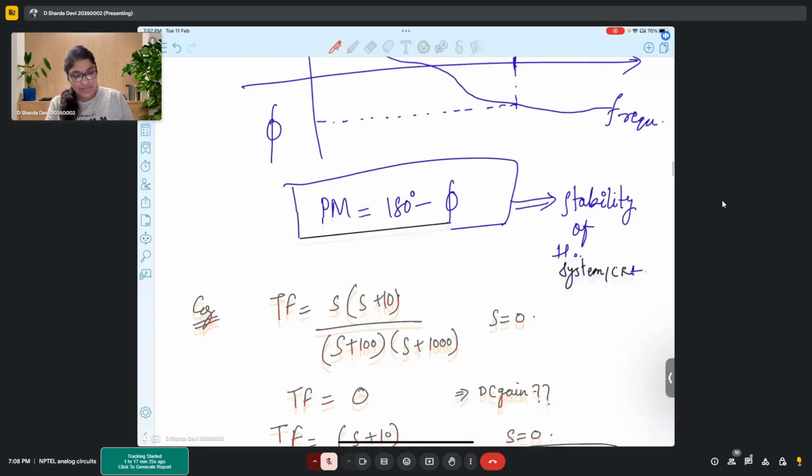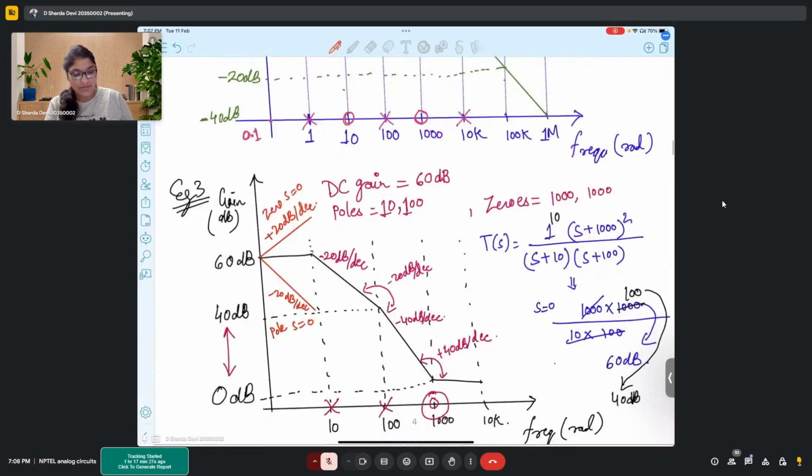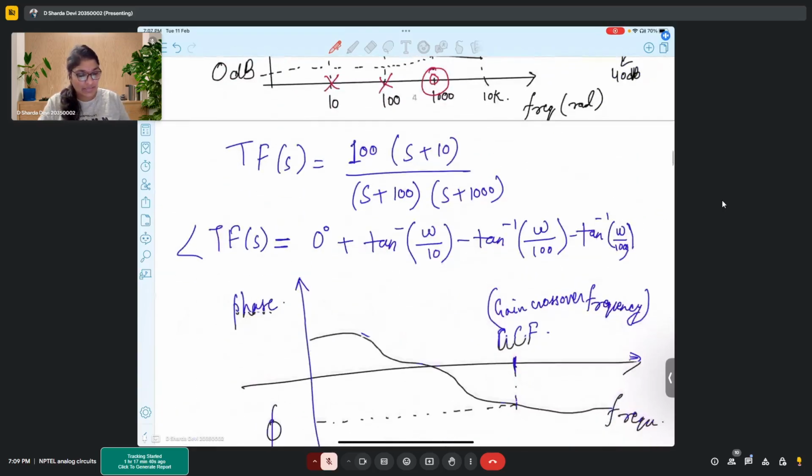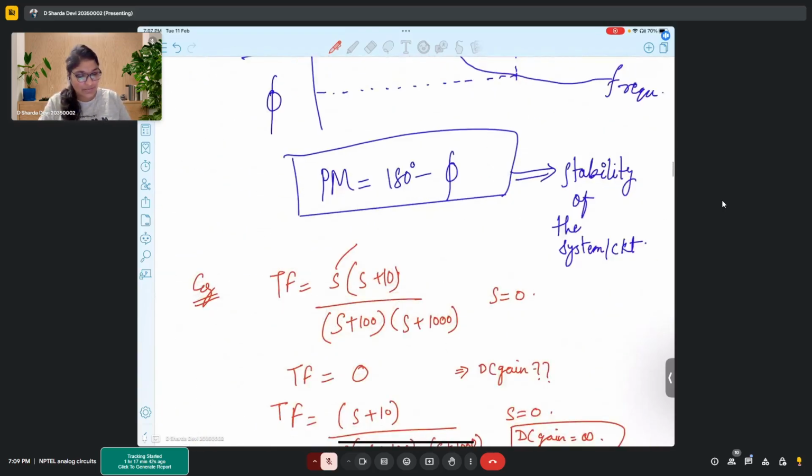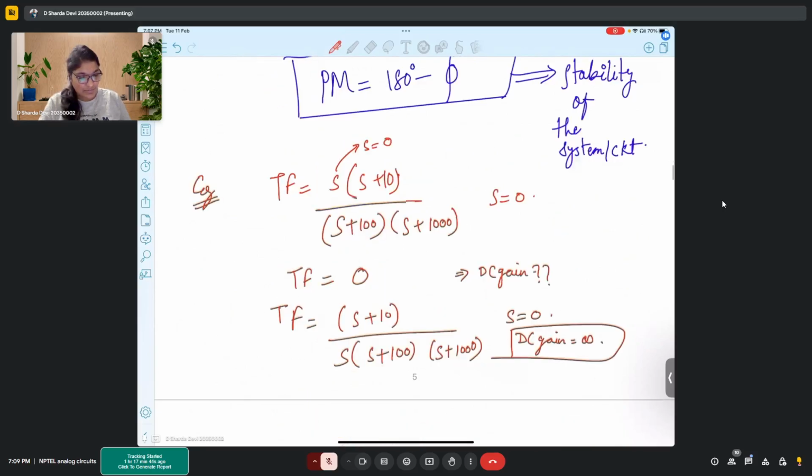But you can observe this kind of curve also, where it is increasing from the beginning itself. So there is a slope from the beginning itself. That behavior comes when you have a zero at s equal to 0 and a pole at s equal to 0.